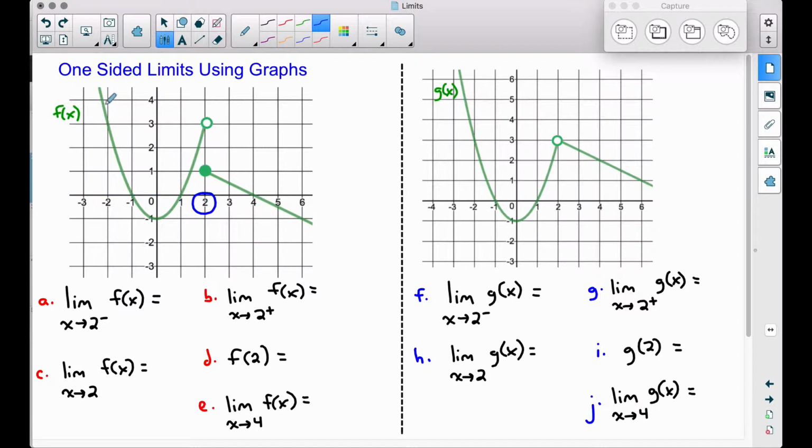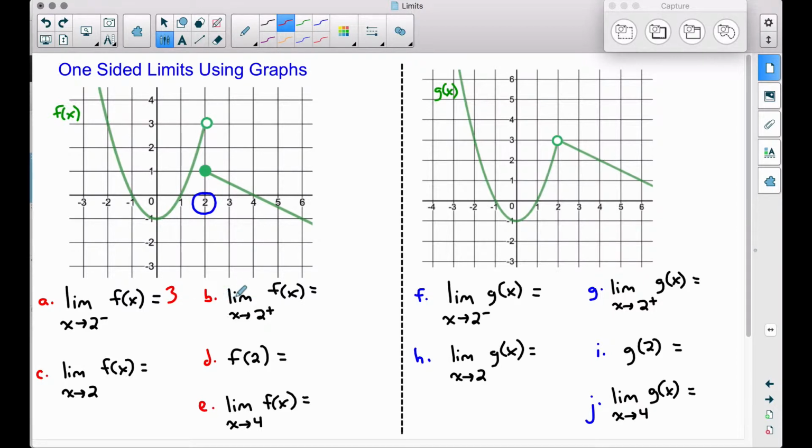So let's go on our curve, and we're on our green curve, and we are approaching this value of 2 from the left. Well, what y value are we getting close to? It looks like we're getting close to a y value of 3, even though the function's not defined there. So this is equal to 3.